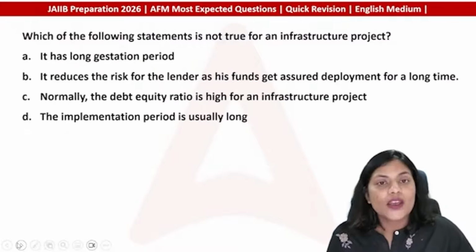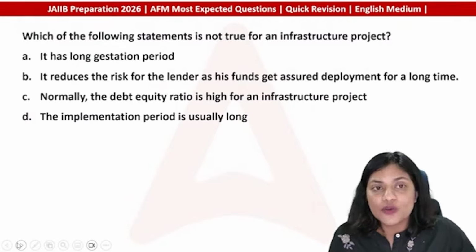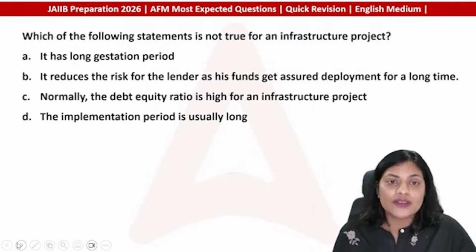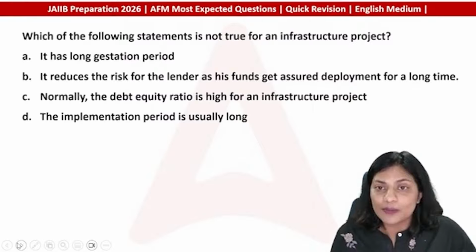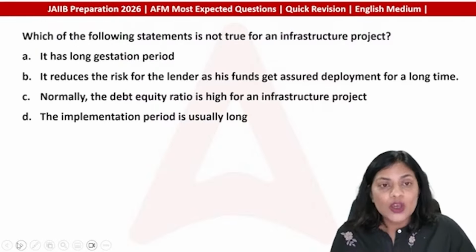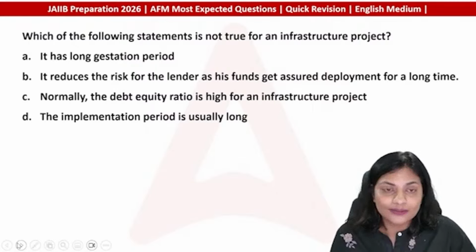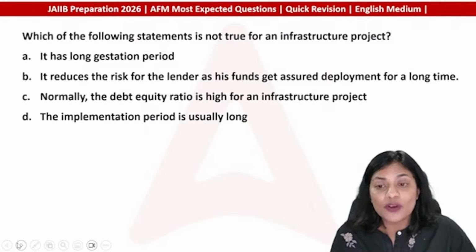Then, which of the following statements is not true for an infrastructure project? It has long gestation period. It reduces the risk for lender as his funds get assured deployment for a long time. Normally, the debt equity ratio is high for an infrastructure project. The implementation period is usually long. We are supposed to tell which of the following statements is not correct.